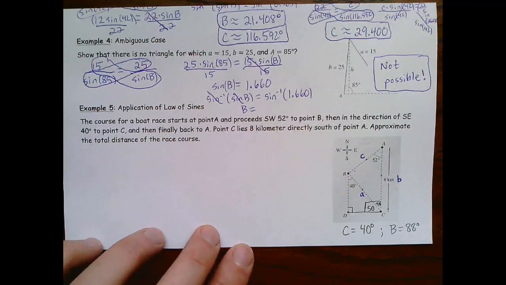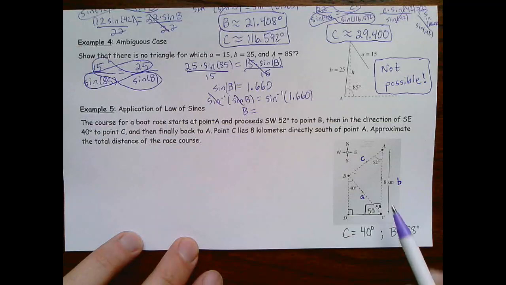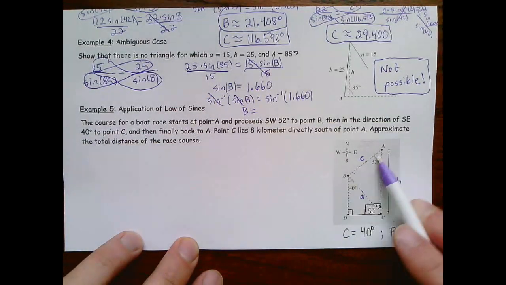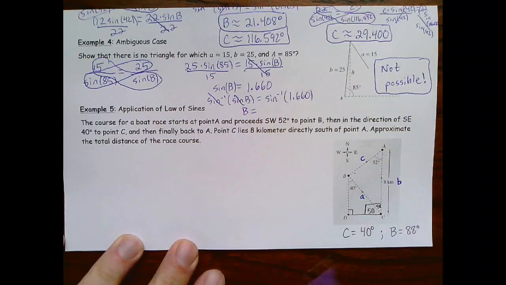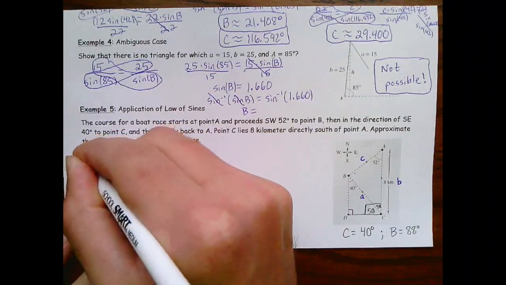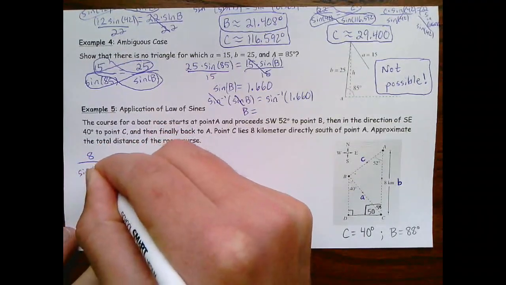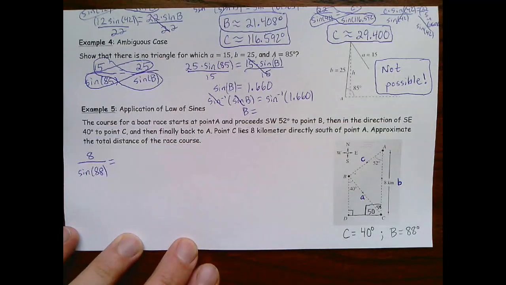So which fact must I start with? What has to be in all my calculations? Well, I know angle B is 88 degrees, and I know that side b is 8 kilometers, right? I don't know anything about side c or side a, so I have to use b in my calculation. So the side length for b is 8 all over sine of angle B, which we know is 88 degrees, equals, what side should we solve for first? Well, why not c, right?